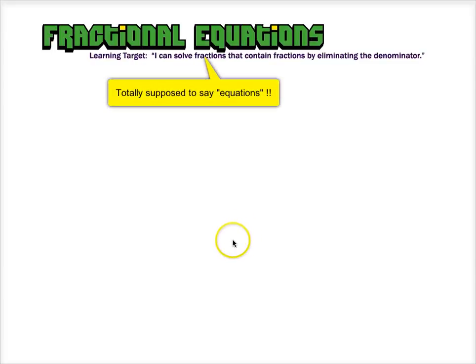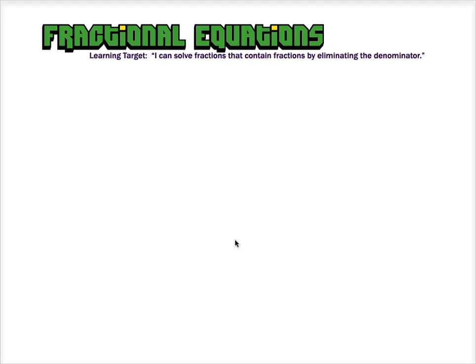Hey class, and welcome to the next video in the equations unit, and this is fractional equations. So these can look like some of the most awful equations you can think of, but they're really not bad at all.